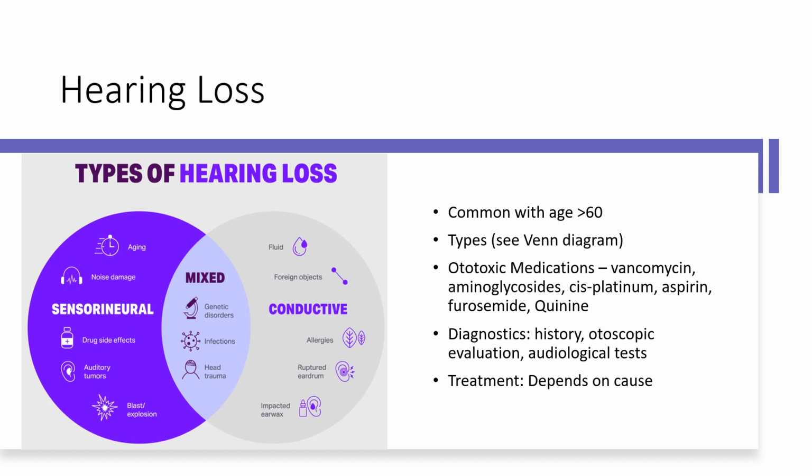Hearing loss. One third of Americans between 65 and 75 suffer from hearing loss. Different risk factors are aging, specifically age greater than 60, hereditary factors, and occupational and recreational noises. So this could be gunfire, fireworks, loud music, any really loud noise. Exposure to certain medications, which we'll talk about a little later. Illnesses including autoimmune disorders and congenital abnormalities.